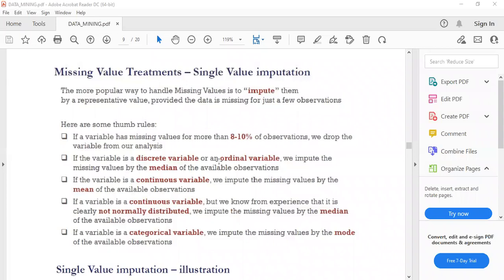If the variable is a discrete variable or an ordinal variable, then we impute the missing values by the median of the available observations. If the variable is a continuous variable, we impute the missing values by the mean of the available observations. If a variable is continuous, but we know from our experience that it is clearly not normally distributed, we impute missing values by the median of the available observations. If a variable is a categorical variable, a nominal variable, we impute the missing values by the mode of the available observations.